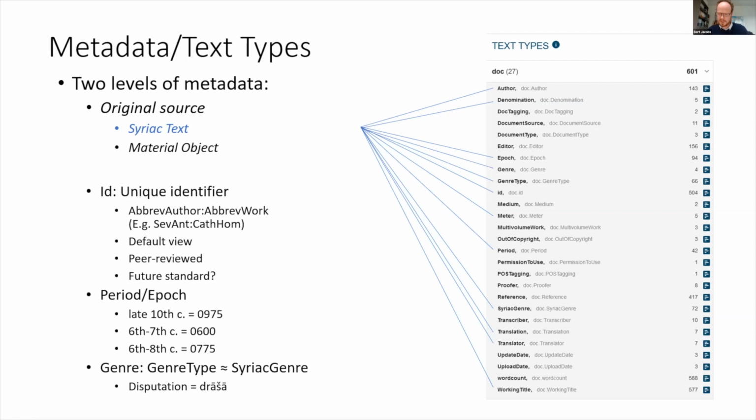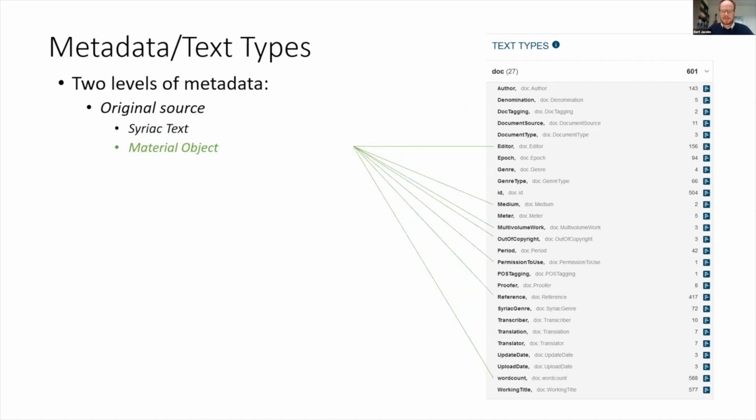Then we also have meter, this is the poetic meter, if applicable. And then translation: there you can find if it's an original composition in Syriac, then there's no translation, or if it's from Greek or Arabic or Persian. And with translator, we mean the Syriac translator, not the modern translator, who is often also the editor.